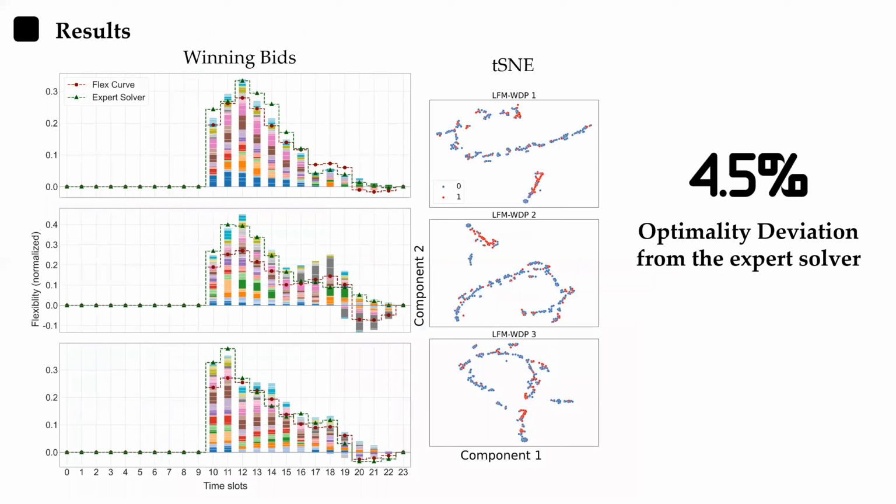If there are 2 main results I would be happy if you take away from this, the first is that the graph network models were able to output optimal solutions for the winner determination problems with less than 5% deviation from the expert solver based on the optimality value, on average over a large number of solved instances.